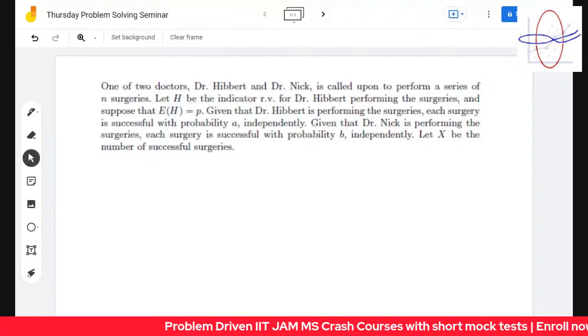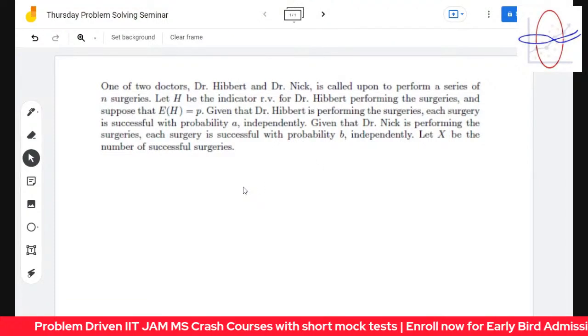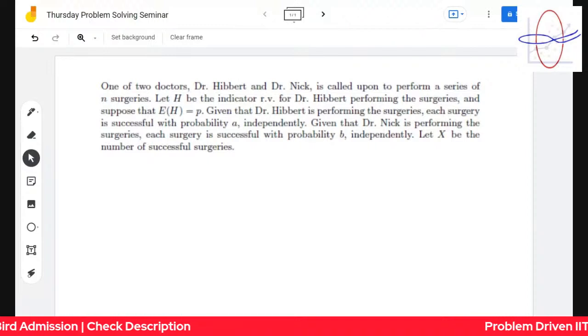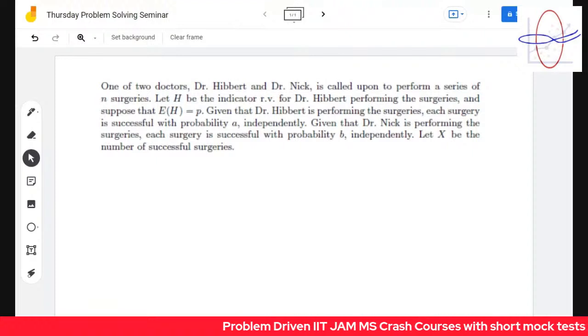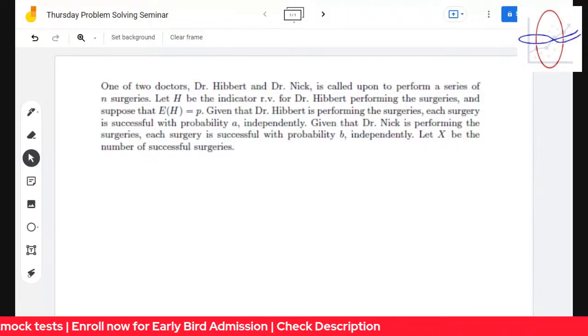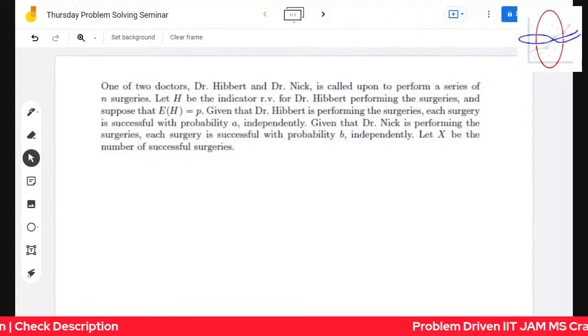Okay, so there are two doctors and they are called upon to perform a series of N surgeries. Let H be the indicator random variable for Dr. Hibbert performing the surgeries, and suppose the expectation of H is equal to P. So let's understand this. Given Dr. Hibbert is performing the surgery, each surgery is successful with probability A. And given that Dr. Nick is performing the surgeries, each surgery is successful with probability B independently. Let X be the number of successful surgeries.